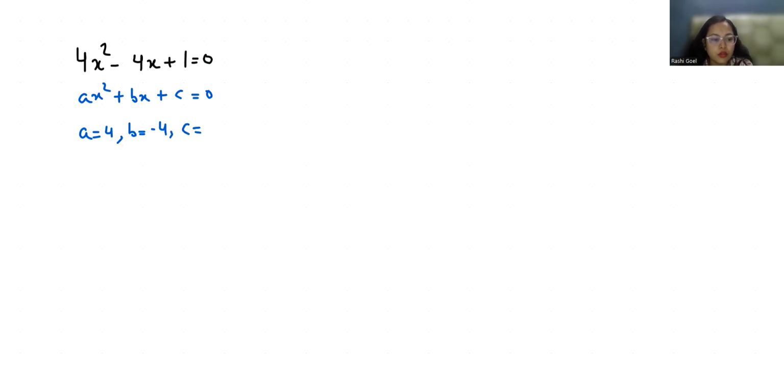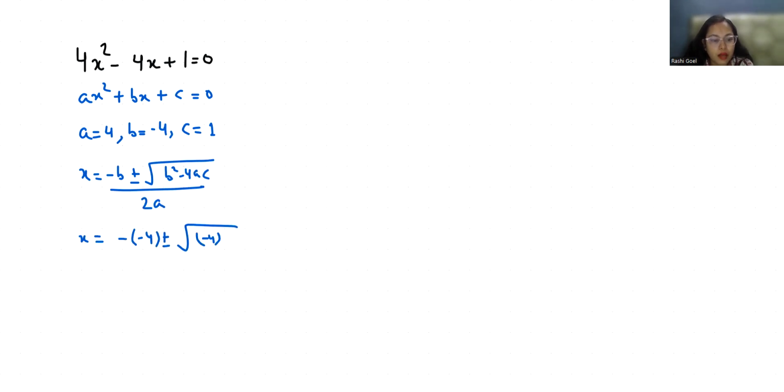So, to find the roots, I am going to use the quadratic formula, which is −b ± √(b² − 4ac) / 2a. So, let's put in all the values. b is −4 ± √((−4)² − 4 × 4 × 1) / (2 × 4). So, x = (4 ± √(16 − 16)) / 8.